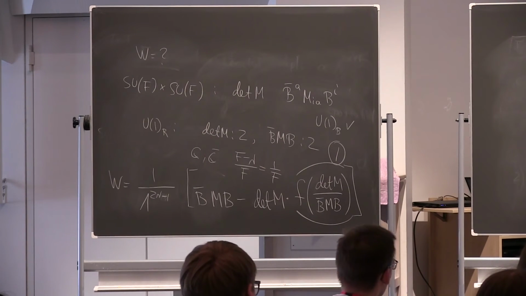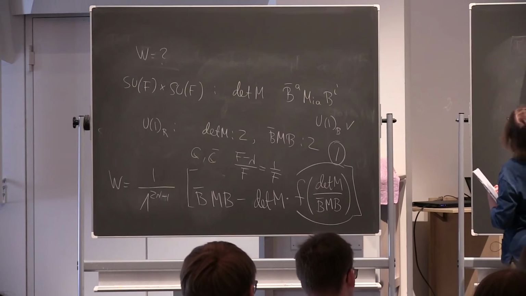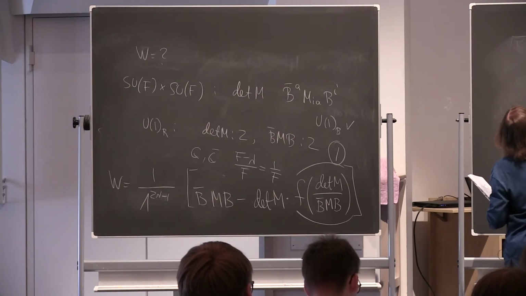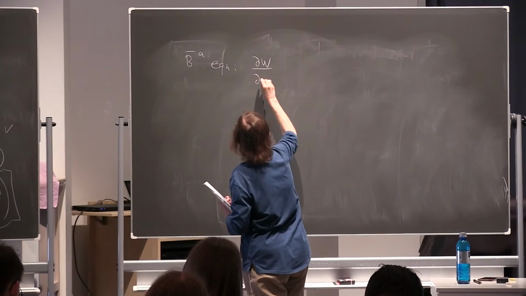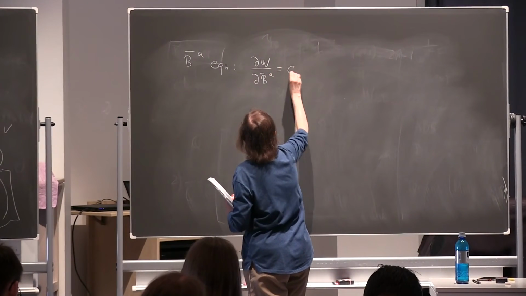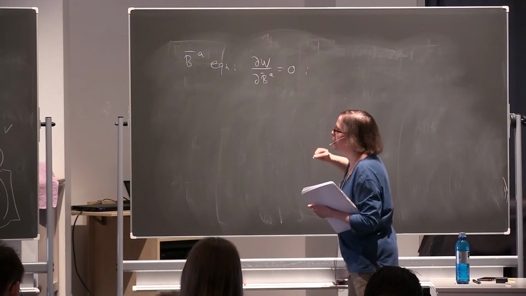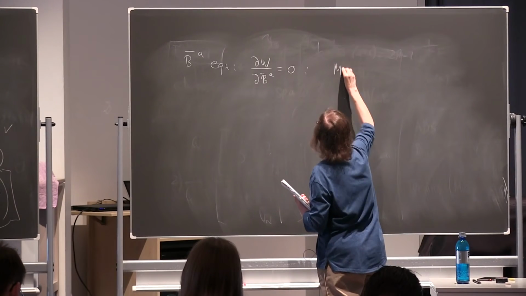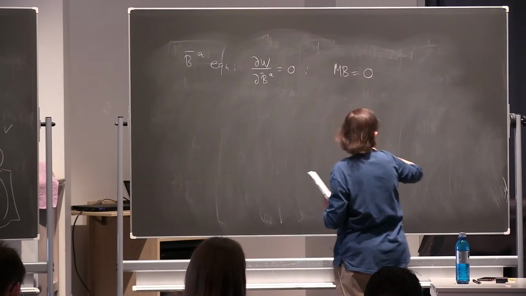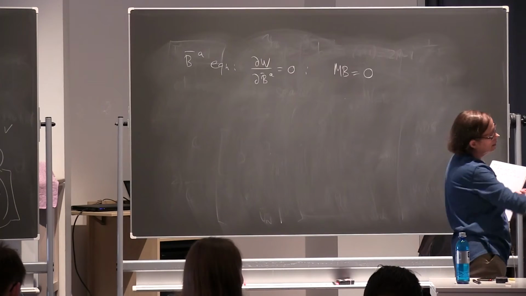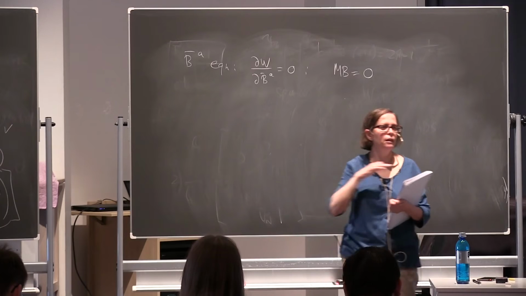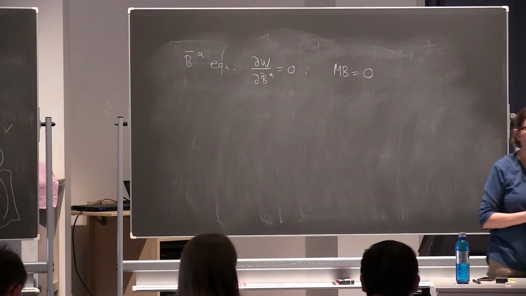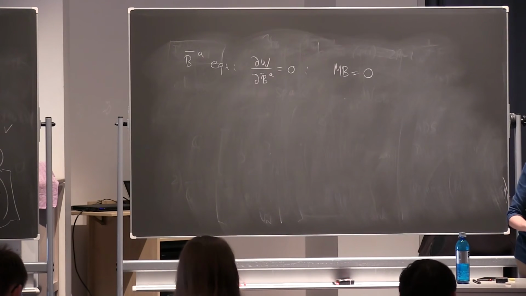So for example, if I look at the B bar A equation, I should set dW over dB bar A to 0, and that just tells me that MB is 0, and that's precisely the classical constraint that we had. And we can do this for the others too, and recover correctly all the classical constraints.